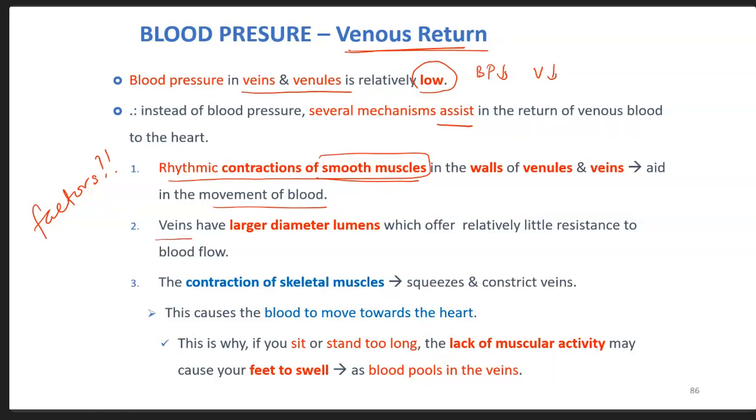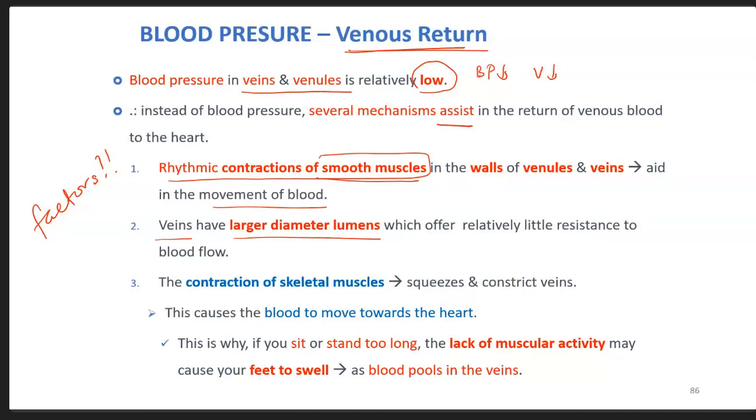Veins have a larger diameter lumen, which offers relatively little resistance to blood flow. The diameter of the lumen of the vein is bigger, so more blood will flow and it poses less resistance to the flow of the blood.